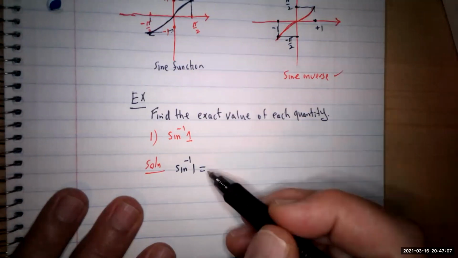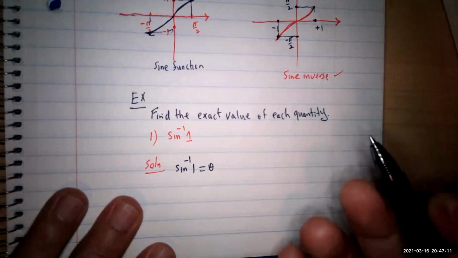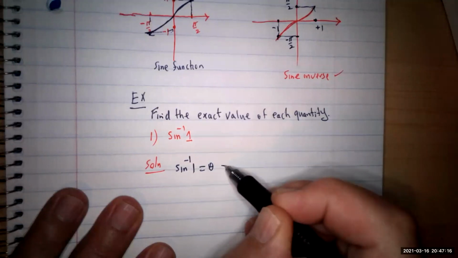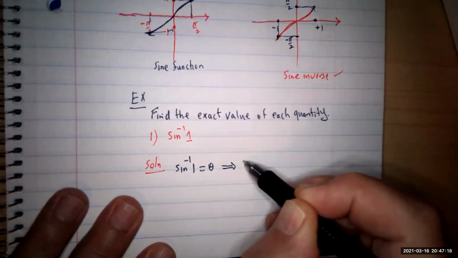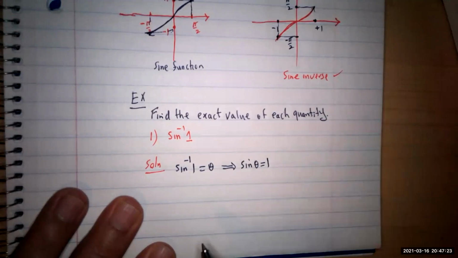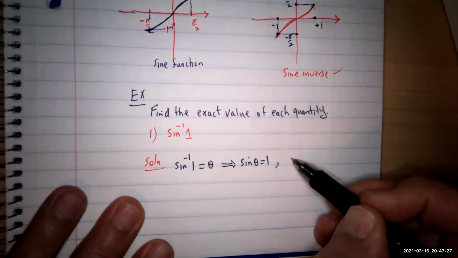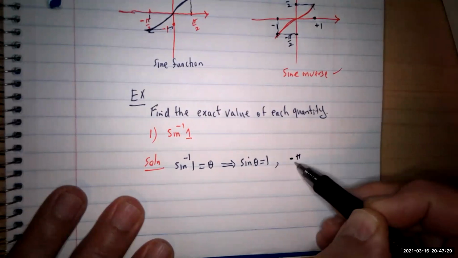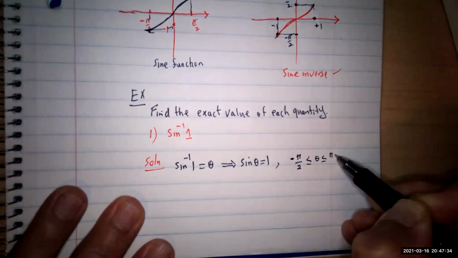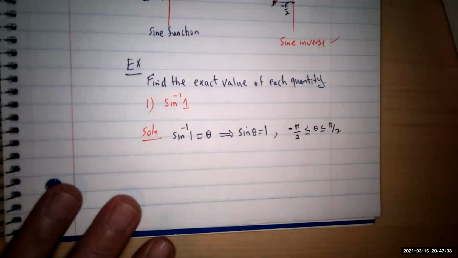Suppose this is equal to theta. Then you switch. As soon as you write it down, you switch it. Switch means you are going to have sine of theta is equal to 1. But you write where theta is. It's very important. In the case of the sine inverse, we are going to be between negative pi half and pi half. You must write this condition. Then go and find it.